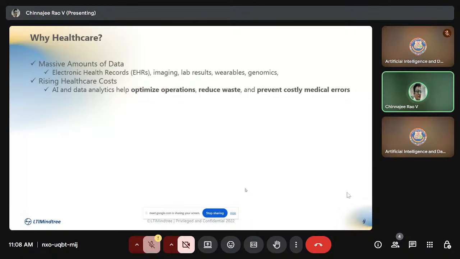Second thing, as humans, they can't 100% predict and give the exact medicines. There may be an approximation. So they will get the input from the medical representatives. AI will give the exact medicine to the patient. So that's why it will prevent the cost of medicine errors.